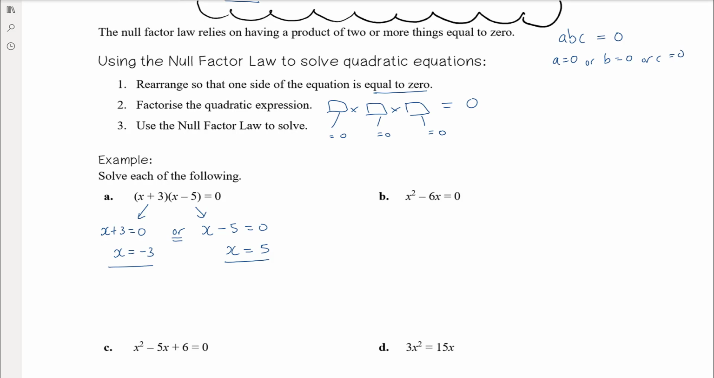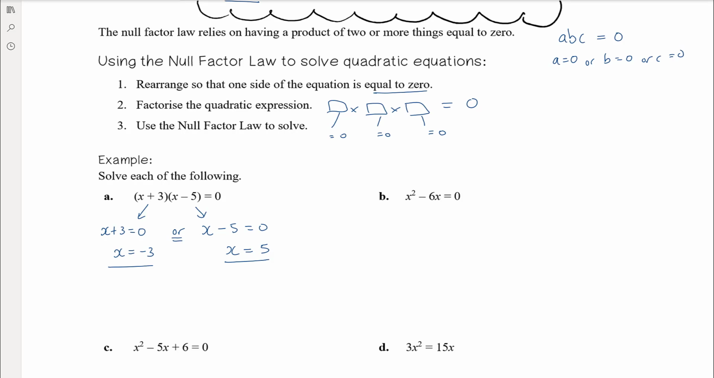Okay, part B. Step 1, make one side 0. That's already done. Step 2, we want to factorize the other side. So now we need to recall the factorization methods we've looked at in 3 earlier videos. Common factors, difference of 2 squares, perfect squares. Is it a simple monic quadratic? Is it a harder non-monic quadratic? Okay, what do we need to use?